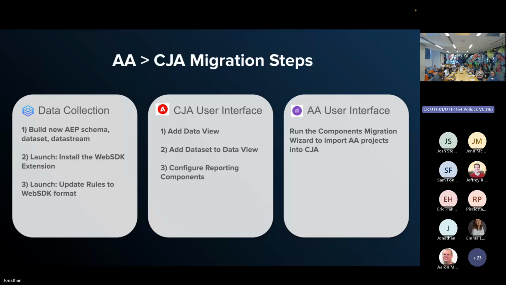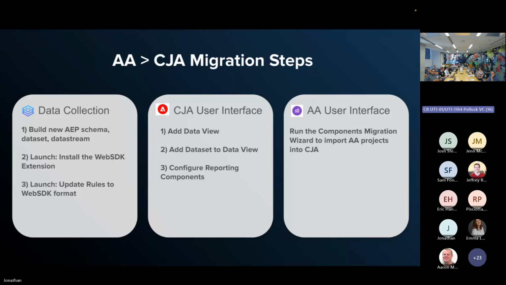So that's the data collection part. Now in the CJA user interface, again, this is very high level. Those of you who have already done CJA stuff, there's way more to it than 3 steps. There's all kinds of things, like you've got to select a primary identity. But these are kind of high level.